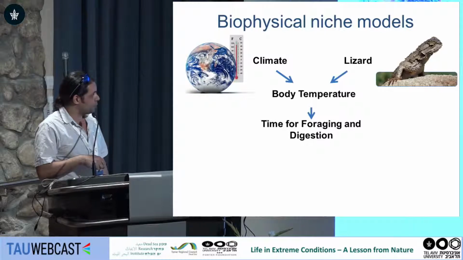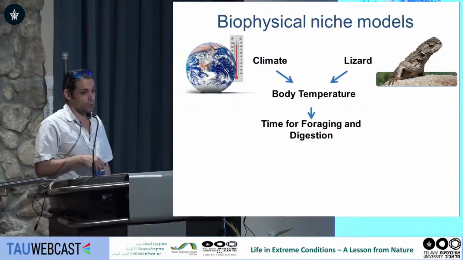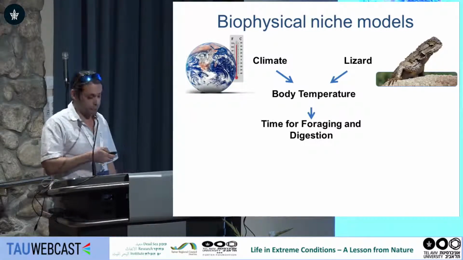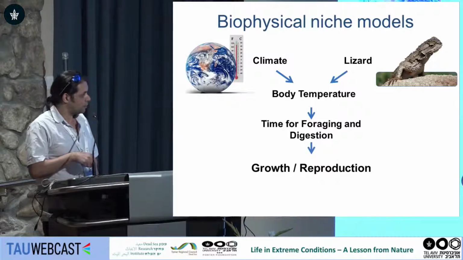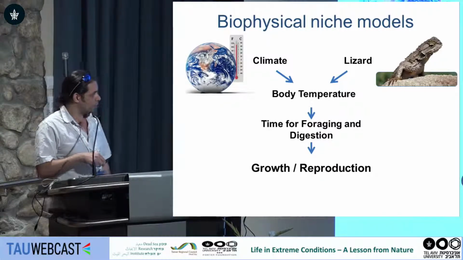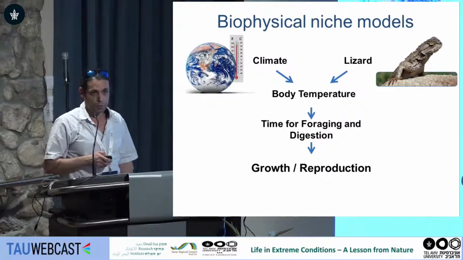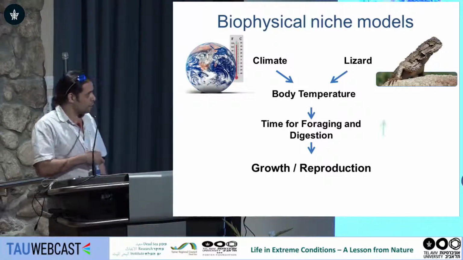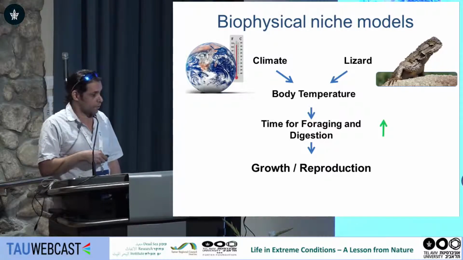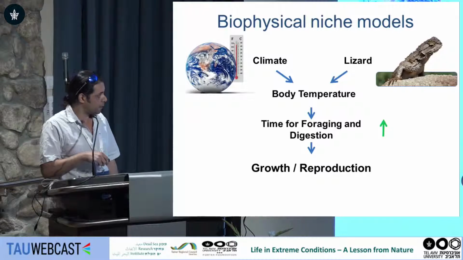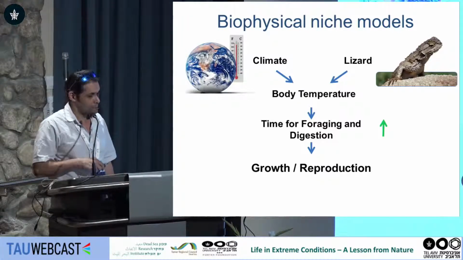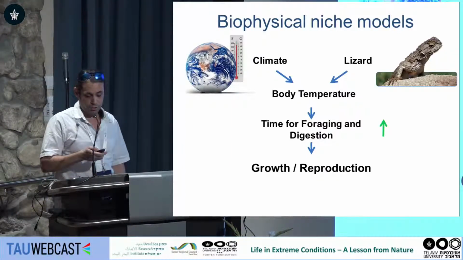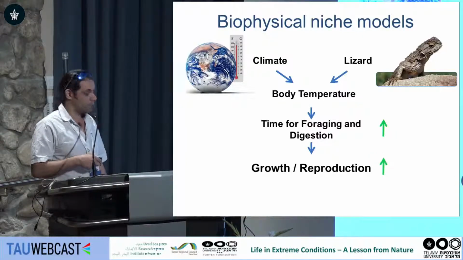And if the temperature is right, the lizard can go outside and forage and digest food. And then it can use the energy from the digestion for growth and reproduction. So in places where the climate is right for many hours, it means that lizards are going to have more time for foraging and digestion. And it means that they can grow and reproduce more.